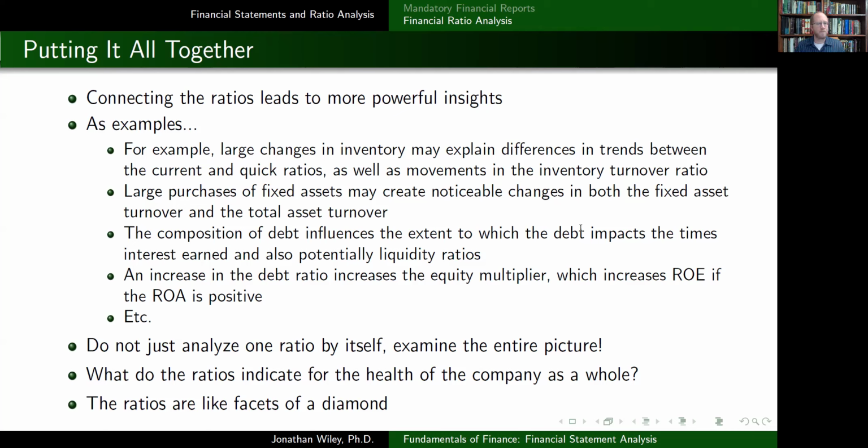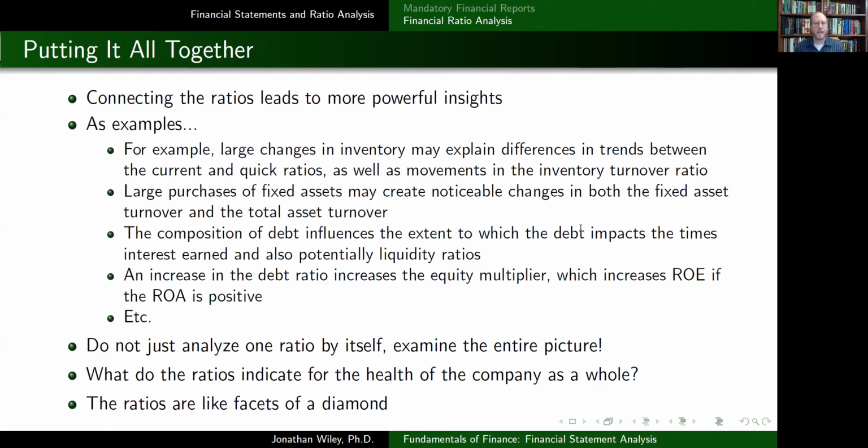Okay. Now another example: the composition of debt is going to influence the extent to which the debt relates to times interest earned and also potential liquidity ratios. I actually alluded to this in a prior video. If I had two firms that had a 70% debt ratio, but one of them was all long-term bonds and the other was all accounts payable, well, the company with all the long-term bonds is going to very drastically affect their times interest earned ratio, almost certainly, because they're going to have all these interest payments they're making.